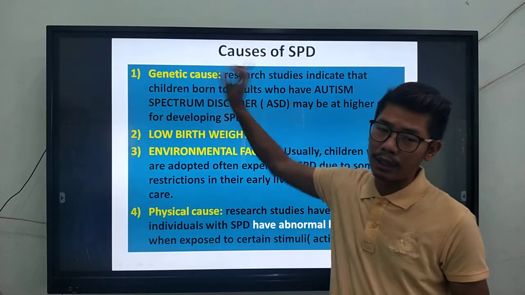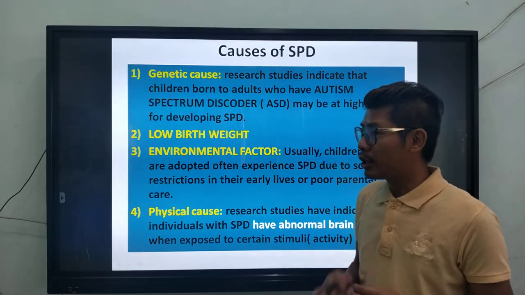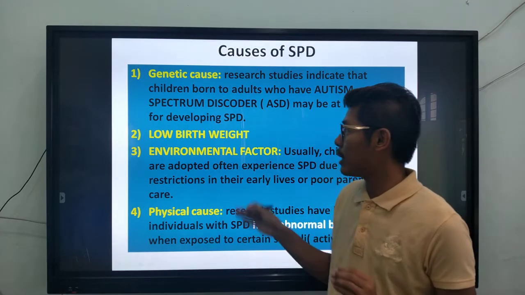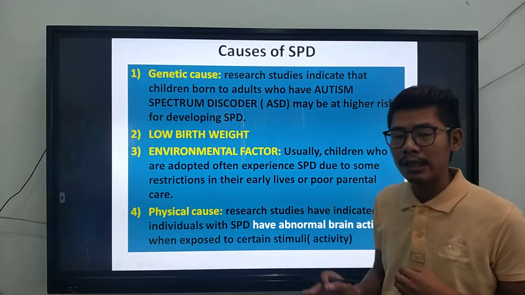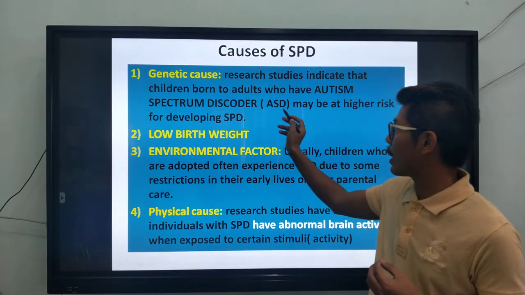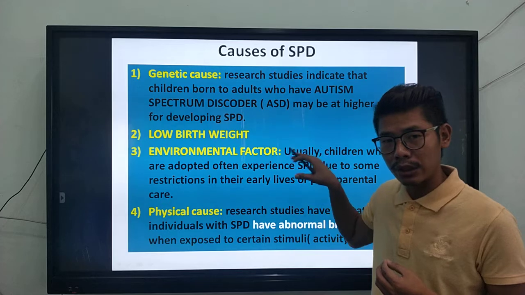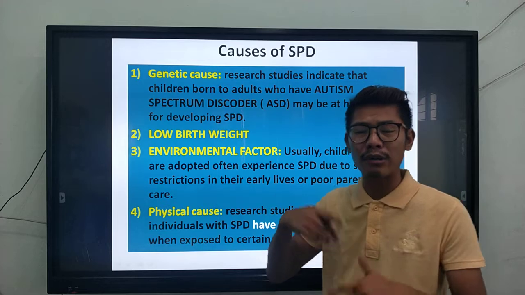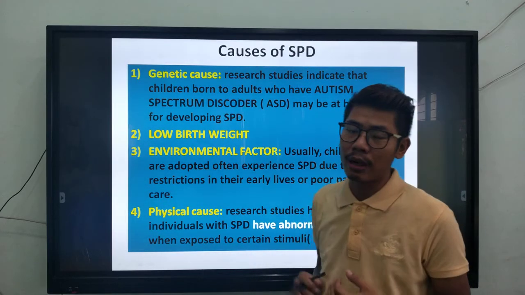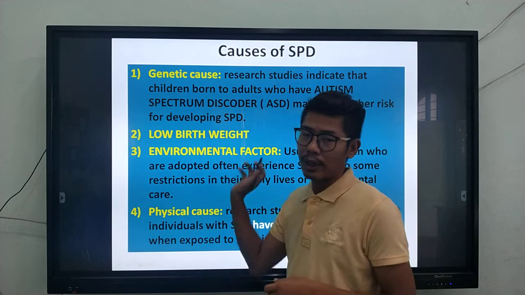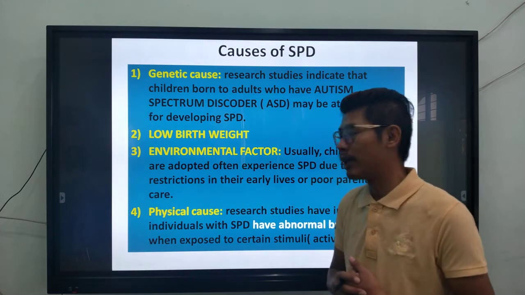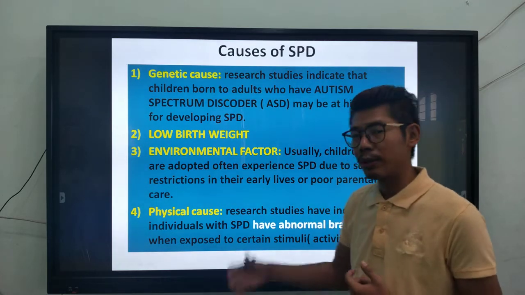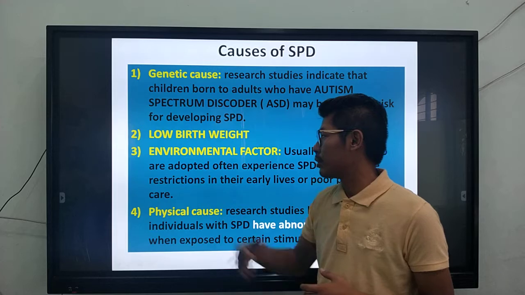The first one is genetic cause. Under the genetic cause, if your parents have autism spectrum disorder, ASD, that is a neurological sensory processing disorder, meaning they are not able to respond and react, then you may also face this kind of problem in your life. Low birth weight. I've already explained about this. Low birth weight also causes sensory processing disorder in your life.